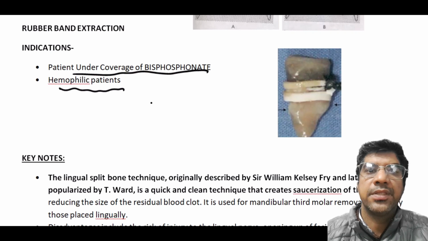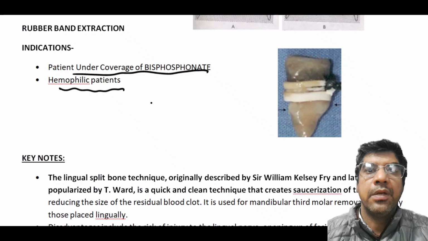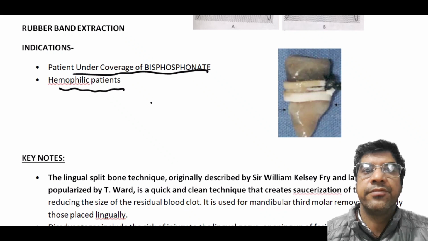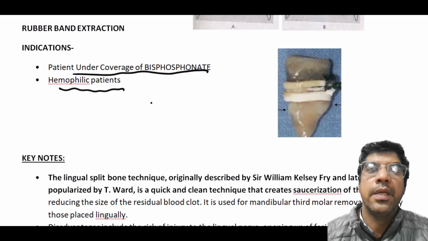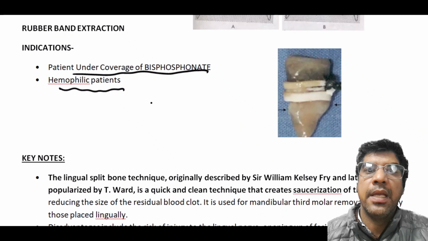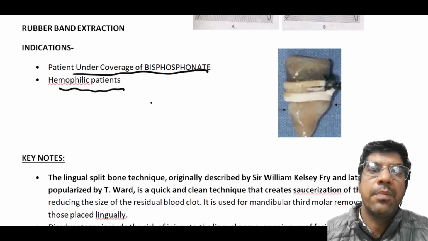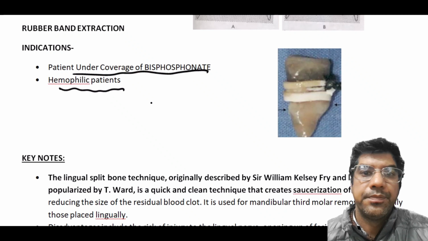So rubber band extraction is a gentle alternative in patients who are undergoing bisphosphonate medication and are at risk of developing osteoradionecrosis. We know hemophilic patients have impaired blood clotting, and a traditional extraction method may lead to excessive bleeding. So by using the rubber band extraction, that minimizes the trauma and reduces the risk of bleeding complication.